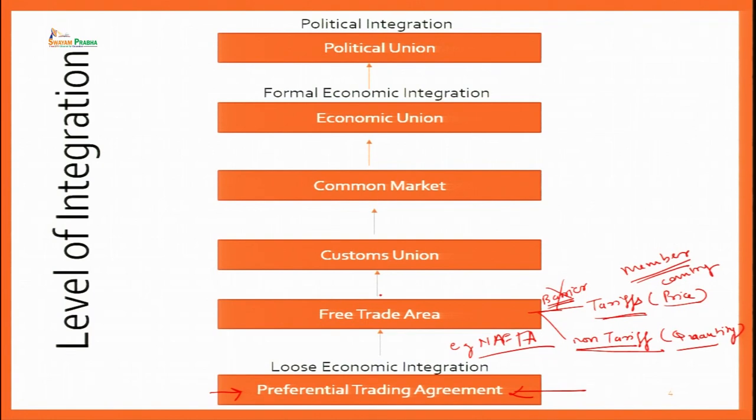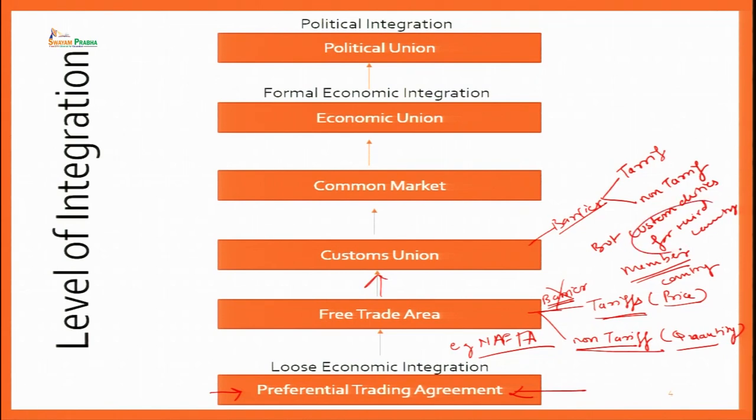The next level after the free trade area is the customs union. Here you are removing the barriers for sure, like tariffs and non-tariffs also, but here you are also creating a charge for the third party. Here you are setting customs duties for whom? For the third party, that is, the third country. A third country means one that is not your member country.